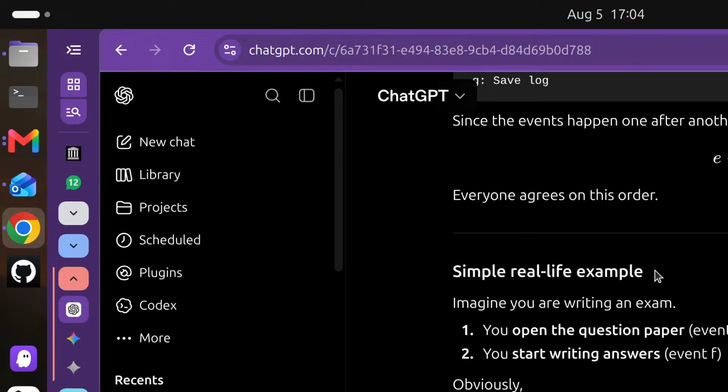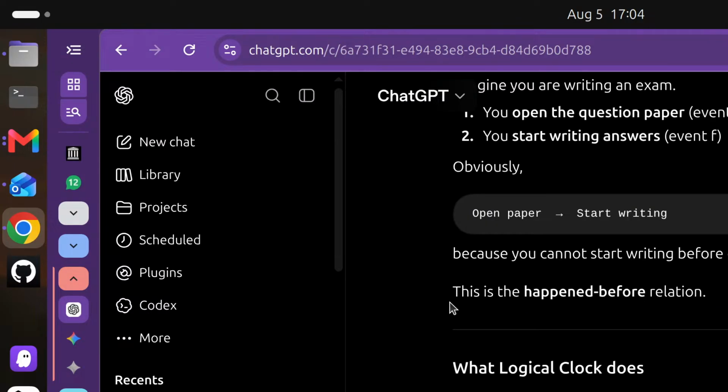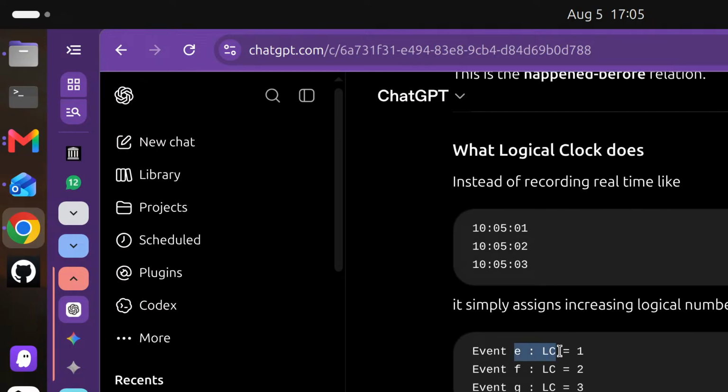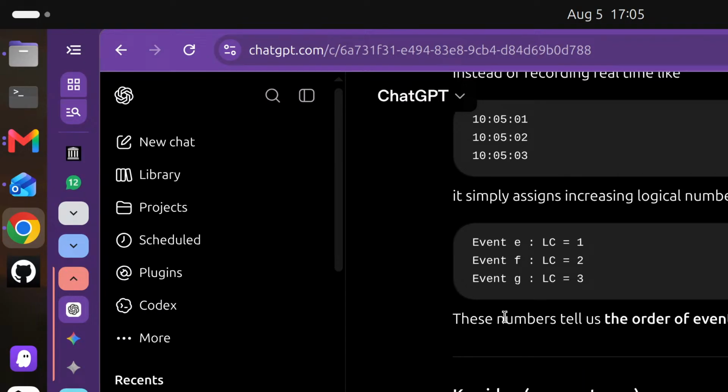Simple real life example. You open a question paper, event E, you start writing answers, event F. Obviously it's like that. This is the happened before relation. What logical clocks do, instead of recording real time like 10:15:1, 10:15:2, is simply assign increasing logical numbers: event E logical clock is 1, event F logical clock is 2, event G logical clock is 3. It means 1 comes before 2 and then 3. These numbers tell us the order of events, not the actual time.